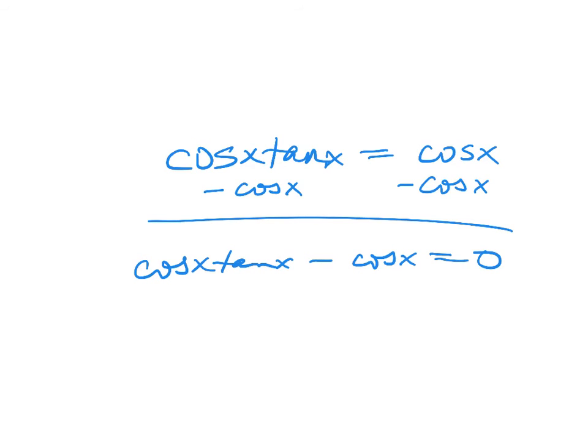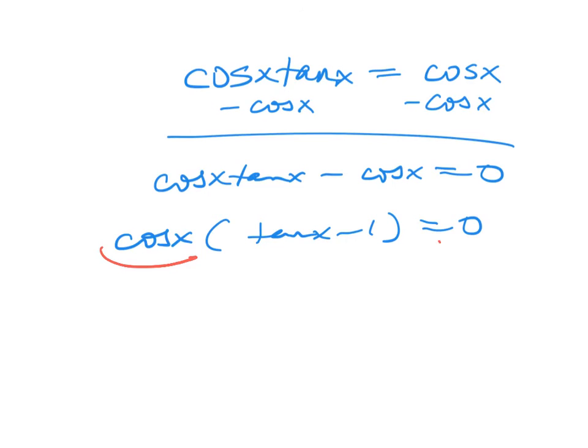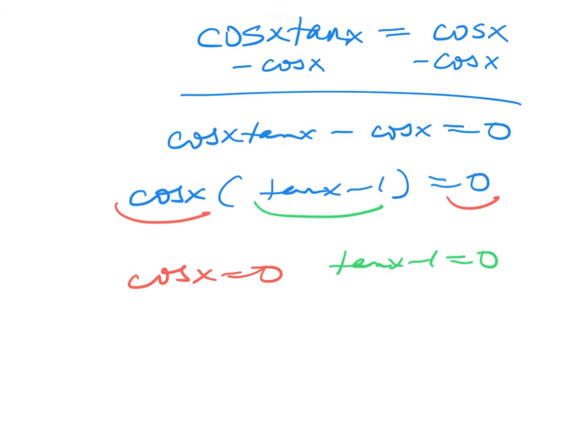And now what you're going to do is factor out a GCF of cosine x. And now you set each of the factors equal to 0. So probably what happened was you missed out on some of the angles. So now you have to solve these two.